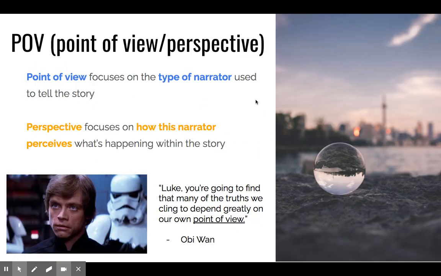And then we wrapped it up with point of view and perspective. And I had a lot of fun talking about this with you all. We learned that they're different, but they work together, that a point of view is first established. That's who is our narrator, who's telling the story, who is the main character, the eyes that we're seeing the story from. And then from that, we can find the perspective. How does the narrator perceive what's happening within the story?